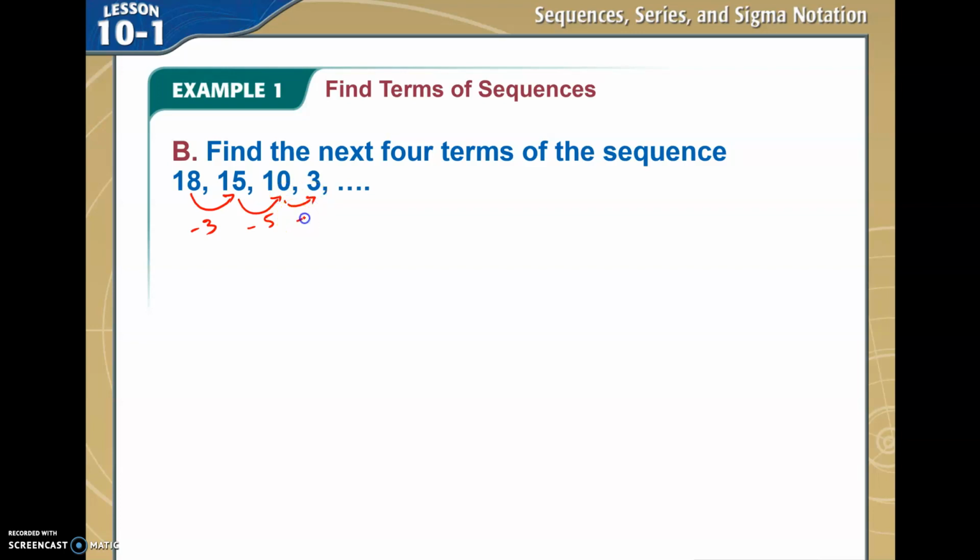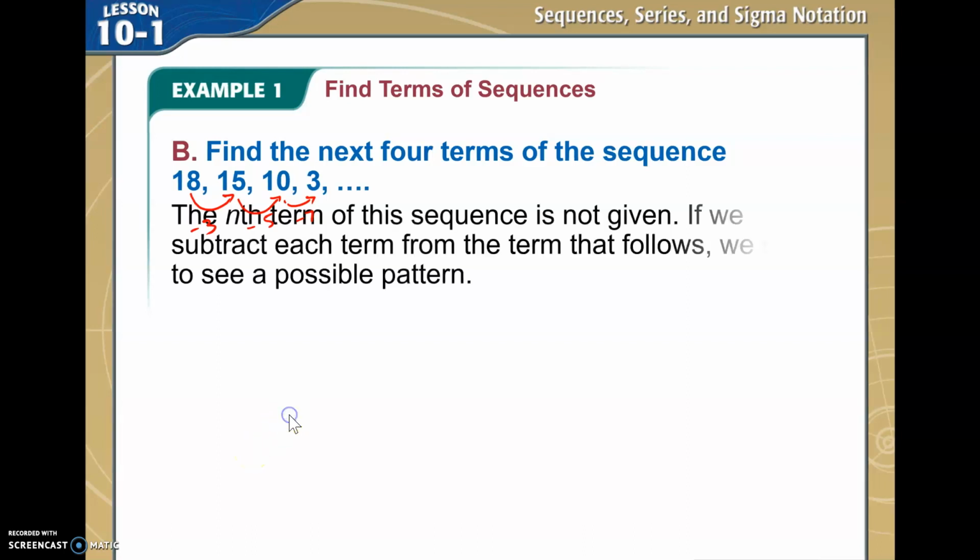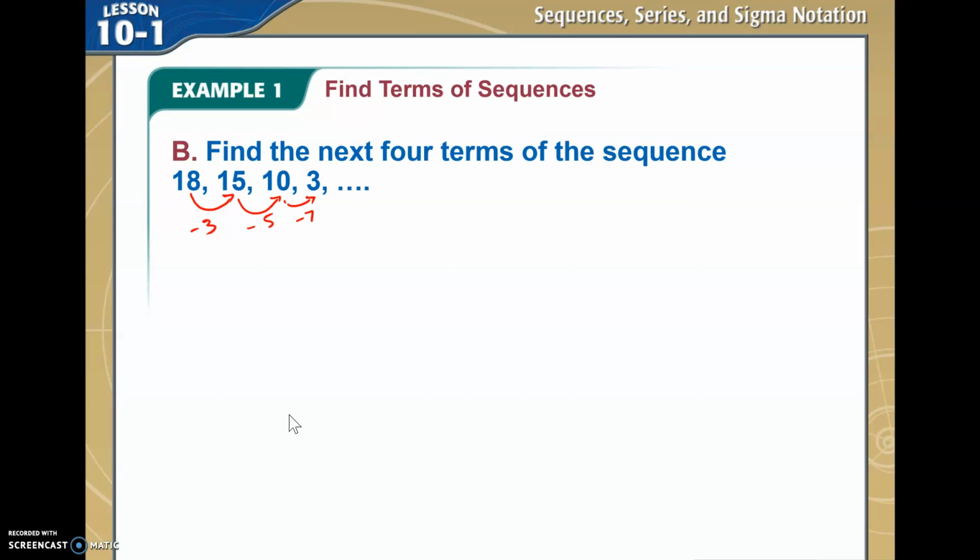It's -7, right? So look, what is happening in this term? If you see the sequence in the order, like what you're getting, -3, -5, and -7, you can conclude that we are subtracting an odd number from each previous term.